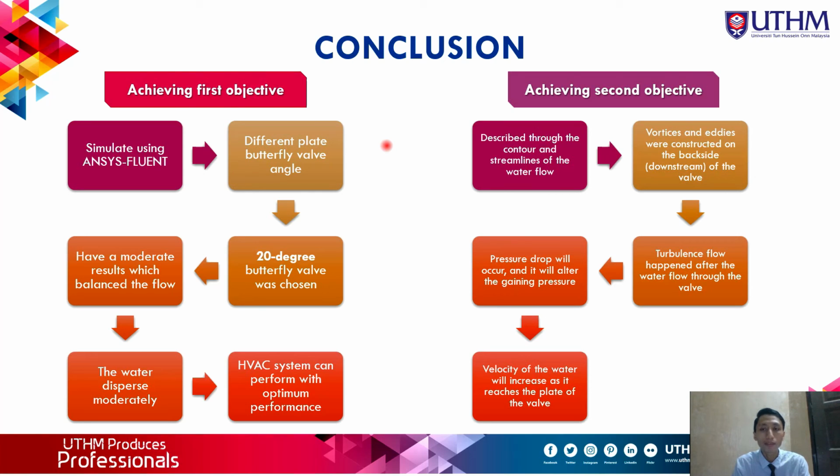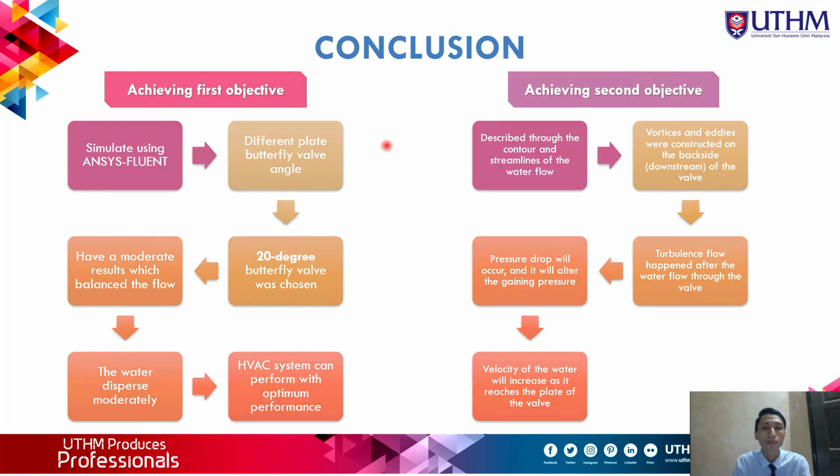For the second objective, it is related to the first objective. It is described by the contour and streamlines of the water flow. The vortices and eddies were constructed based on the simulation at the backside downstream of the valve, and turbulent flow happened after the water flowed through the valve. The pressure drop will occur and it will alter the gaining pressure, and also the velocity of the water will increase as it reaches the plate of the valve.